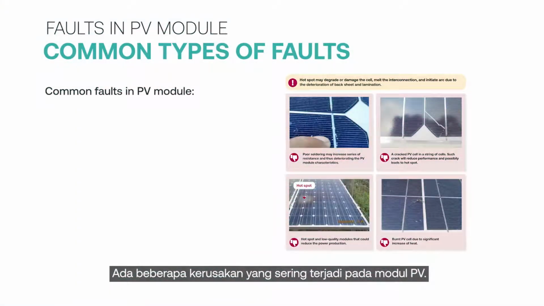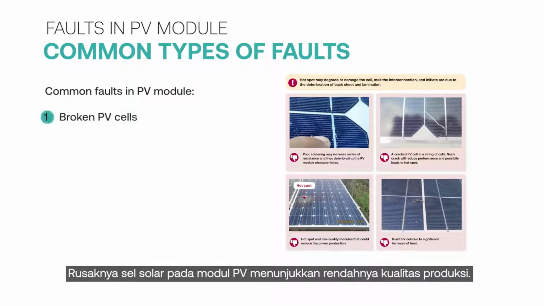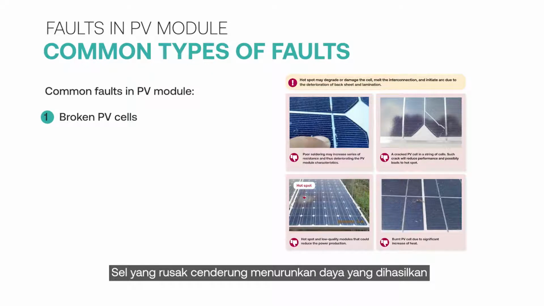There are some common faults in PV module. Broken solar cell in a PV module shows a poor production quality. Broken cell tends to decrease power output of PV module due to the imbalance of output between cells. The best mitigation for this fault is to perform a visual check at the time of purchase.